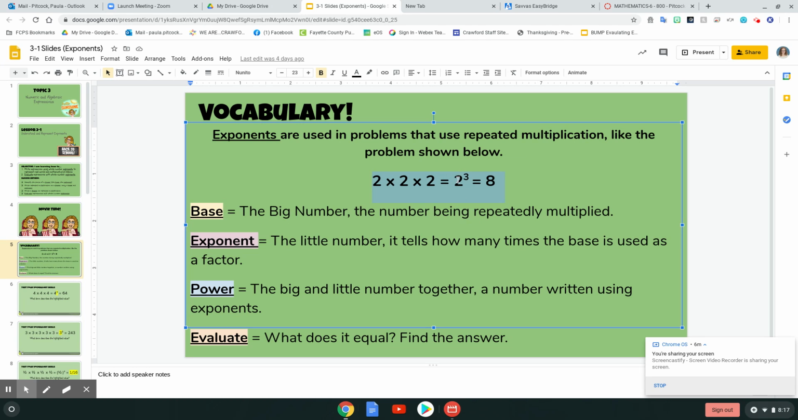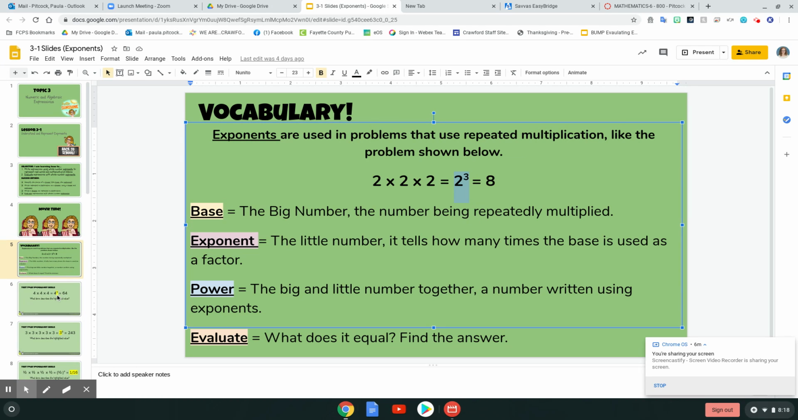I take the number that shows up. That's my big number, the base. The exponent is the little number. It tells me how many times the number was multiplied. And then when you evaluate it, you find your answer. Okay, and when you write a big number and a little number, a base using exponents, that is called the power.